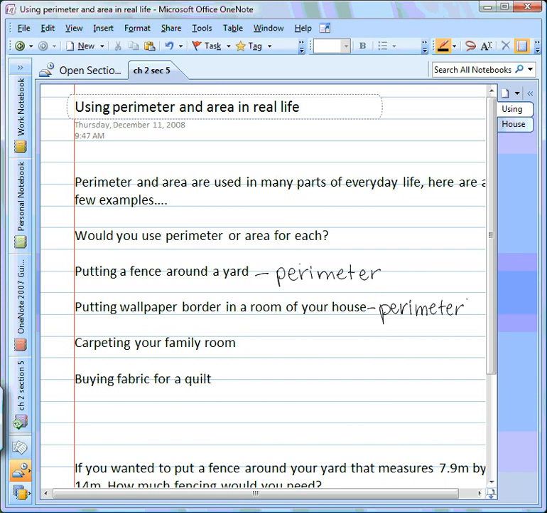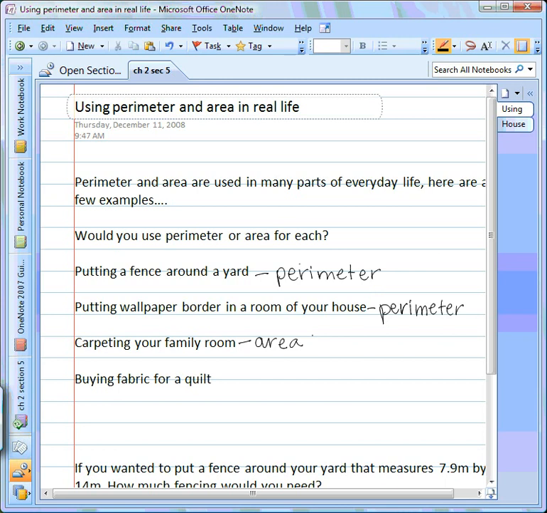Okay, our third example is carpeting your family room. So if you're laying carpet, it goes across a very large surface in several different directions, and it doesn't go around the outside edge, it goes in the inside, so that would be finding area.